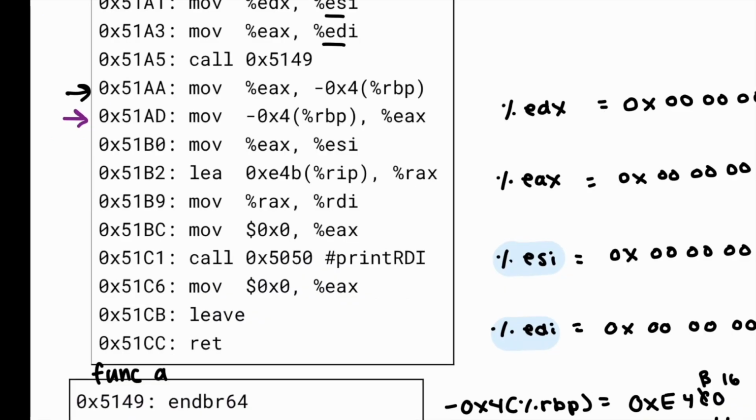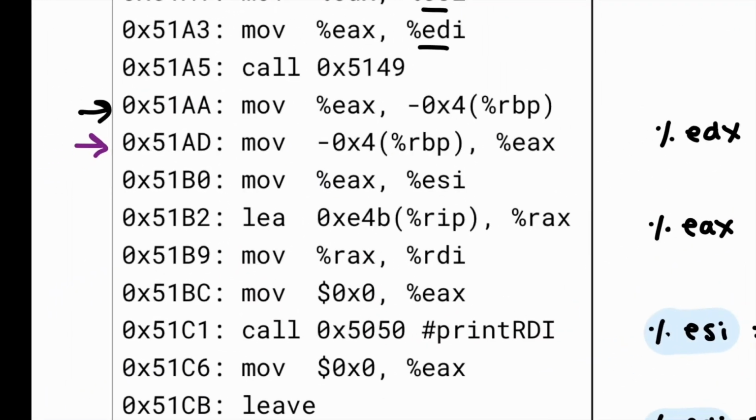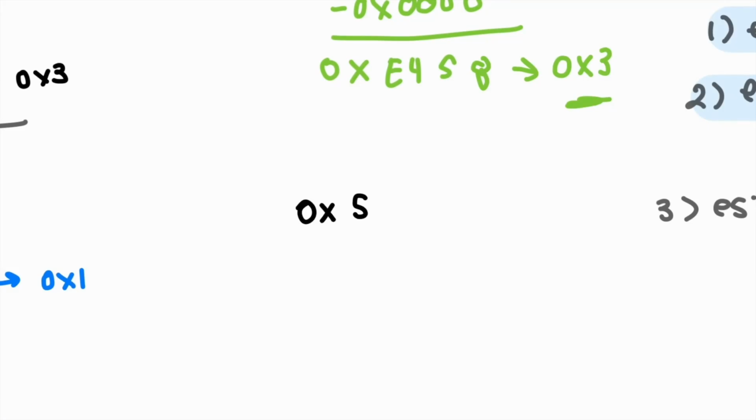Then we're going to load effective address. We're going to add this offset to our RIP address and then place that into RAX. So our RIP would currently hold the value of the next instruction. It would be at 51B9. So E4B plus 51B9, let's calculate that.